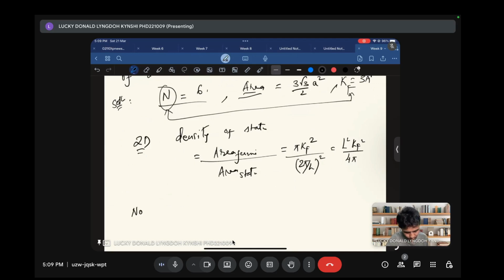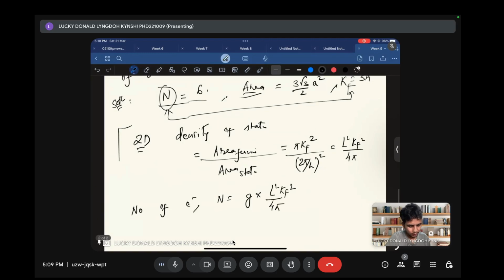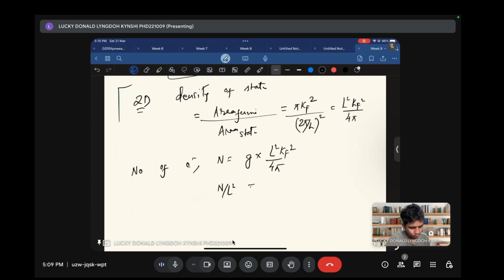So the number of electrons will be equal to n equal to g, in case there is a degeneracy, times the density of states, L square kf square by 4 pi, right? And n by L square equal to, let's say, n, which is the number of electrons per unit area in this case, right? Per unit area or per length square. So we have n equal to g kf square by 4 pi.